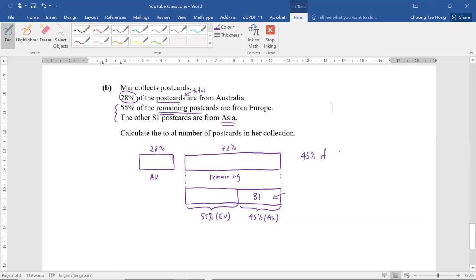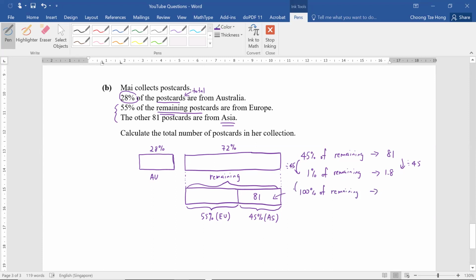45% of remaining represents 81 postcards. Same thing, we always want to calculate 1% first, then we work from there. All we need to do to calculate 1% is to divide by 45 on both sides. If you do so, you will get 1.8. After that, we will calculate 100% of the remaining. Then I will know what number this whole box represents.